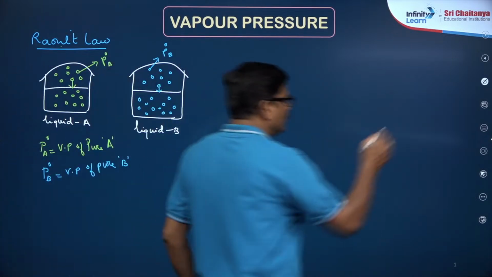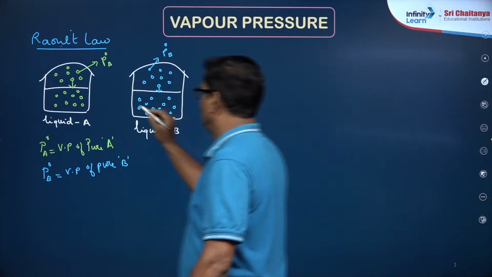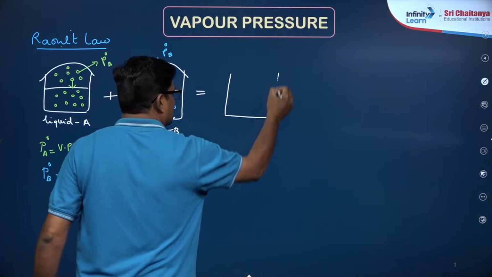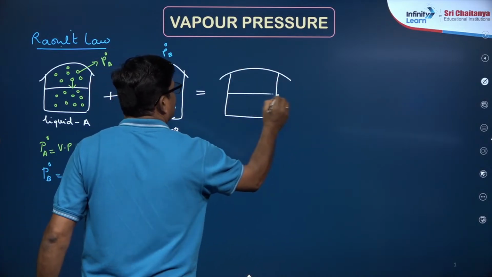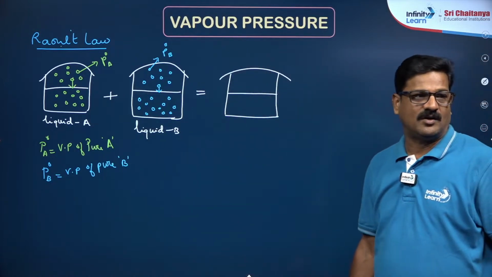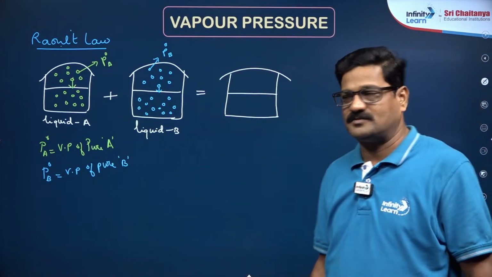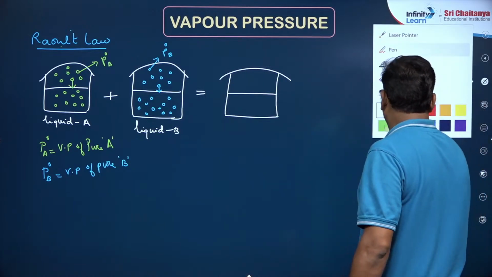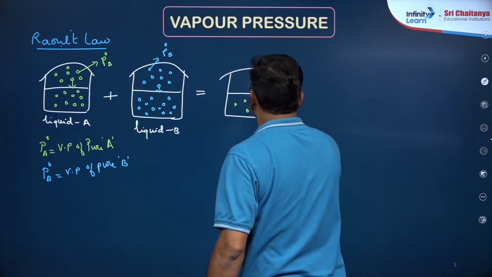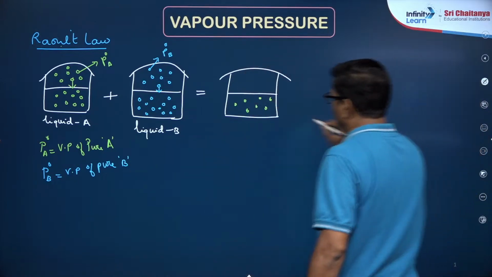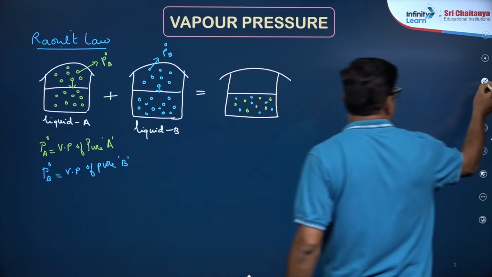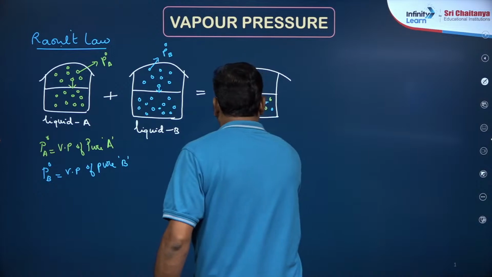Now what I want to do, I just want to mix these two, so keep them in a separate container like this. Ravinder, you said correct: P naught A times mole fraction of A plus P naught B times mole fraction of B. So in that you have liquid A, you have liquid B also, and this is a homogeneous solution.